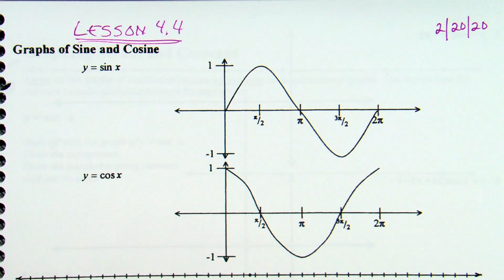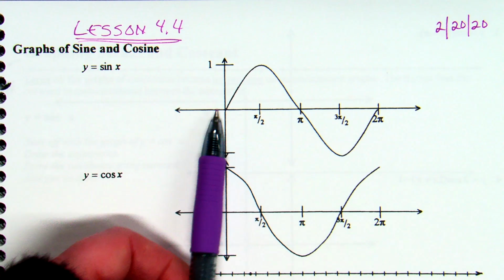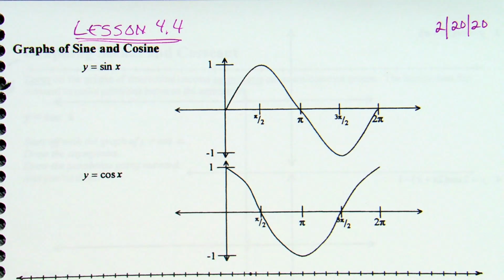They both have a period of 2 pi, meaning between 0 and 2 pi, we have one cycle of the graph. Now, what happens at 2 pi is my graph starts over. So these graphs are going out infinitely.